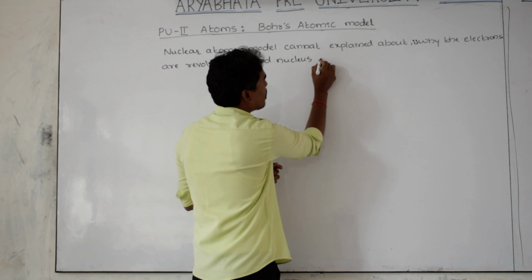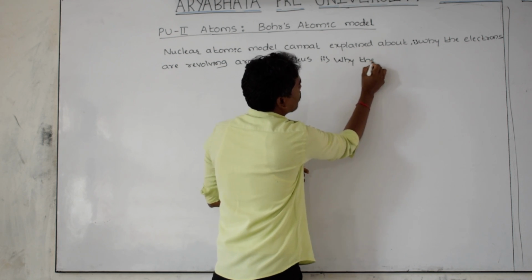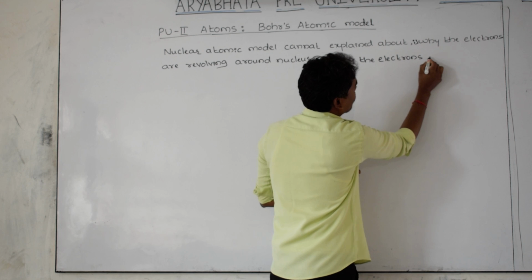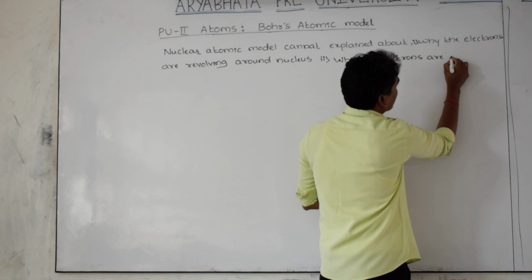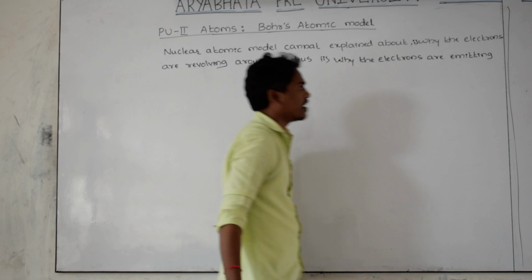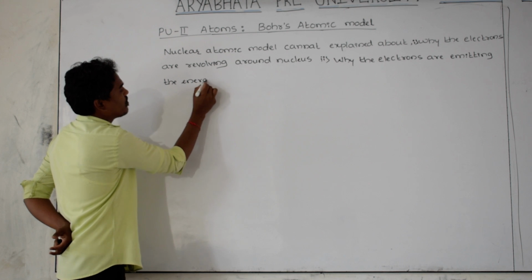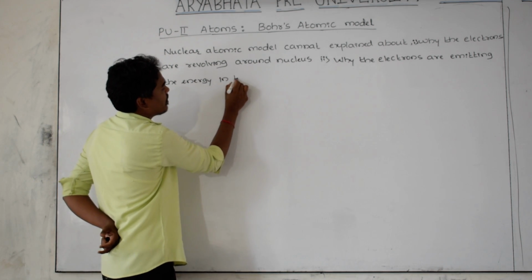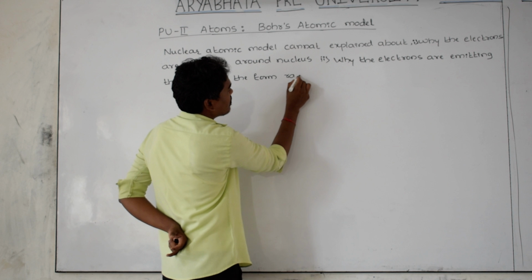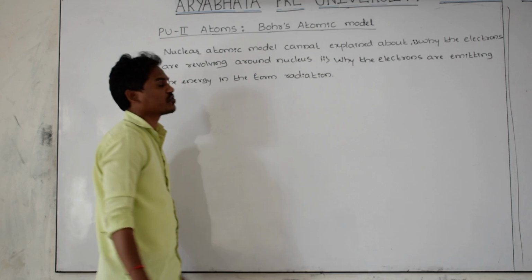And the second reason: why the electrons are radiating, emitting energy in the form of radiation. Electromagnetic radiation, you can just call it radiation. These are the two important reasons. These reasons cannot be explained by the nuclear atomic model.